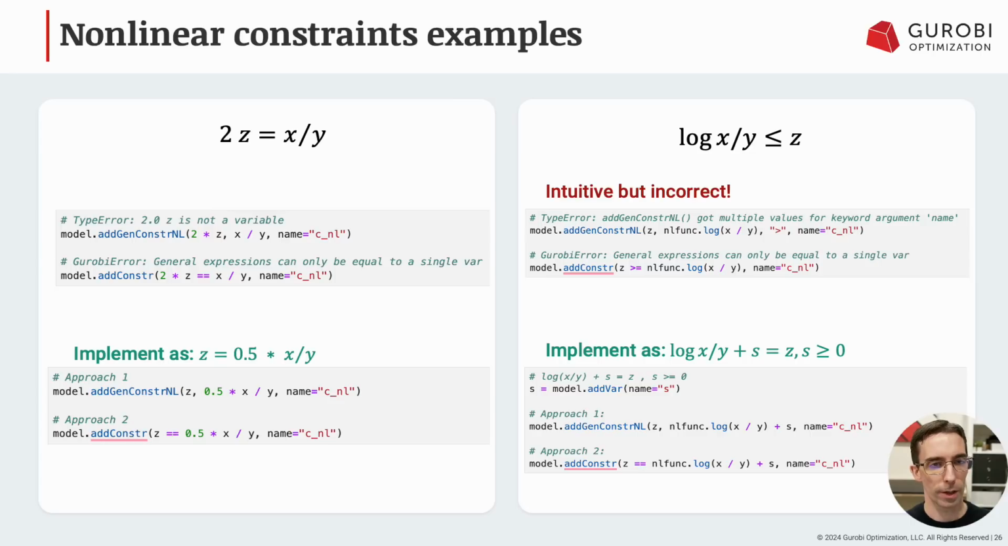The correct approach here, as outlined on a previous slide, is to introduce a non-negative slack variable s and convert the inequality into an equality constraint. And then either method can be used to implement this constraint. So here you see we add s is equal to a new variable that would be non-negative by default, and then we can set z is equal to log of x over y plus this slack variable, either using add gen constraint NL or the overloaded add constraint, where we have z is set equal to the nonlinear function plus s.